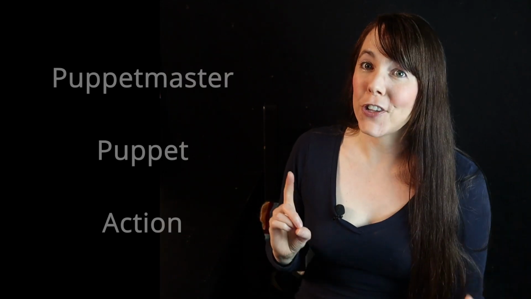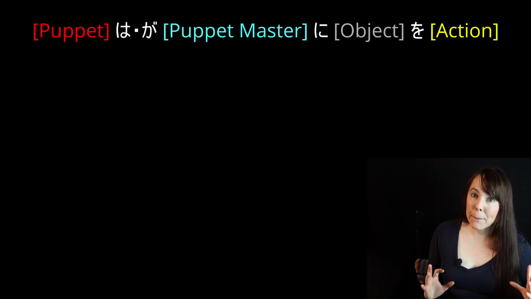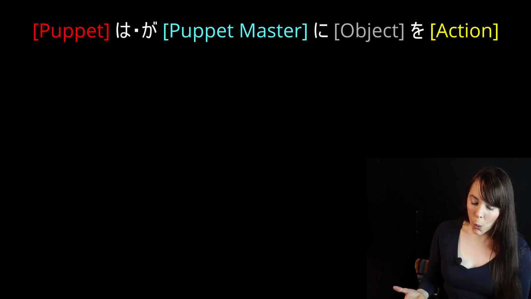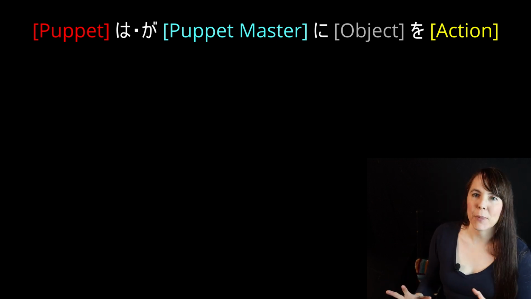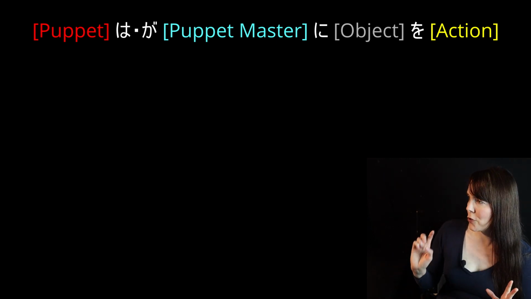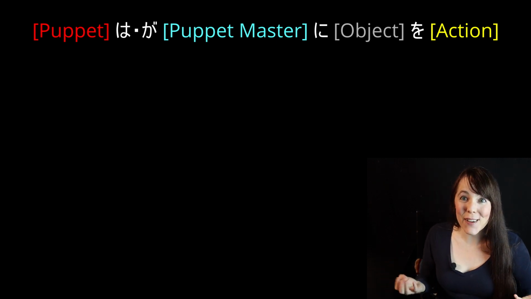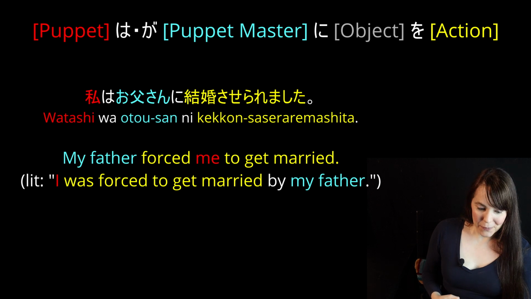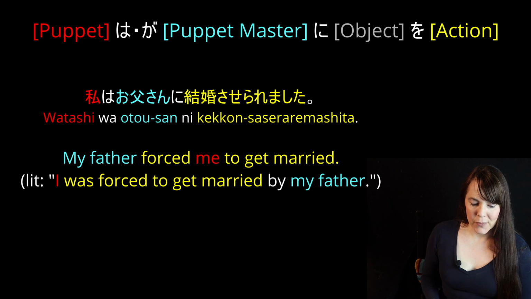You got your puppet master, you got your puppet, and you have your action. So with these roles in mind, it's puppet, wa or ga, puppet master, ni, object, wo, action. So the object wo part was not in the Genki textbook, but I added it in there because often an object is involved, and if an object is involved, that's where it would go, and you would use particle wo to note the object. So let's look at a causative-passive sentence in Japanese, eh? 私はお父さんに結婚させられました. So 私は, I am the puppet, 私.